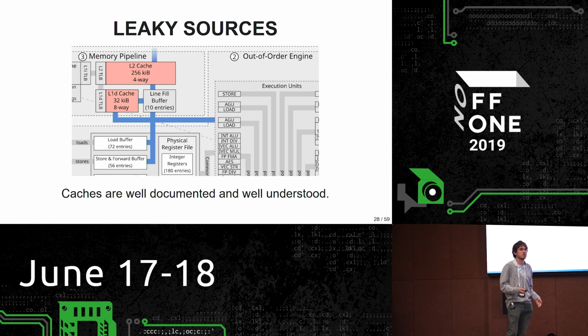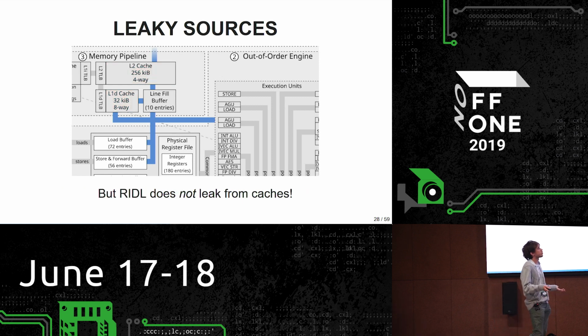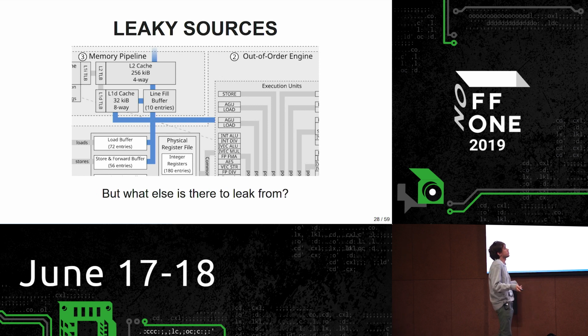And the thing with caches is that they're well documented and well understood now, so we have been studying them for more than the past decade. But the problem is that RIDL does not actually leak from these caches. So what else is there actually to leak from?